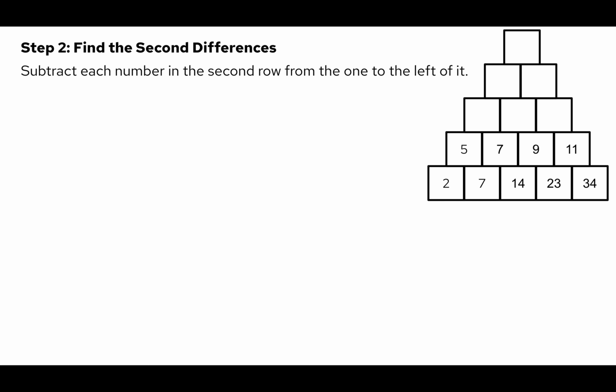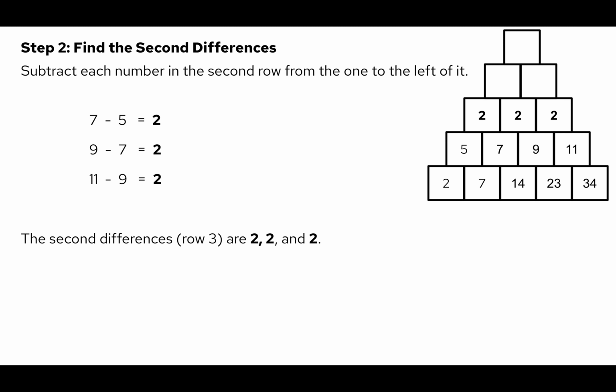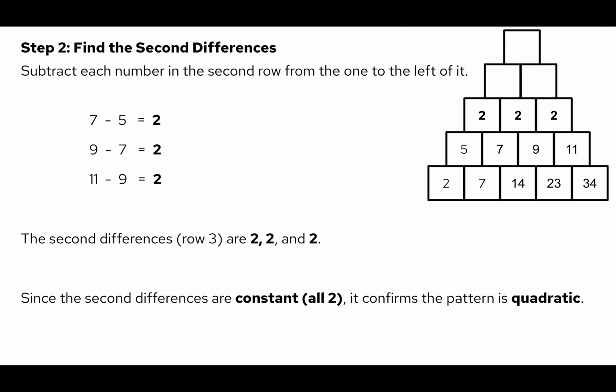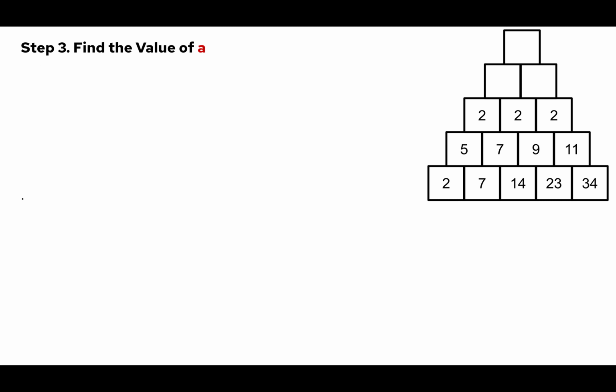Now we're going to do the second differences. In other words, row 3. And 7 minus 5 is 2. 9 minus 7 is 2. And 11 minus 9 is also 2. And since they're all the same, 2, 2, and 2, we know that they're constants, which confirms that this pattern is a quadratic. Step 3, we're going to find the value of a.